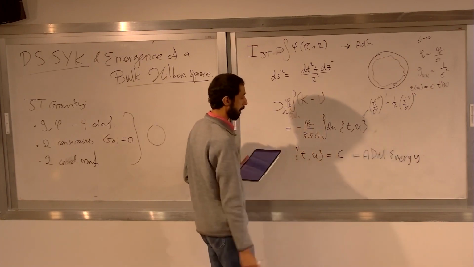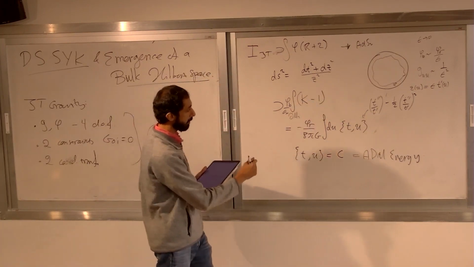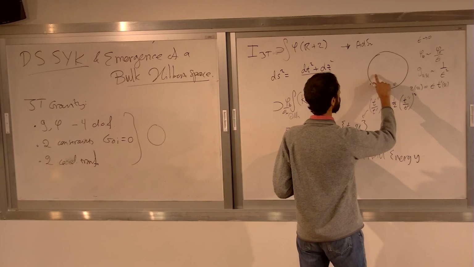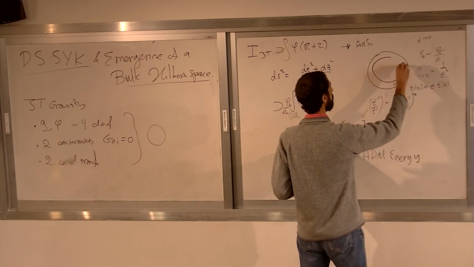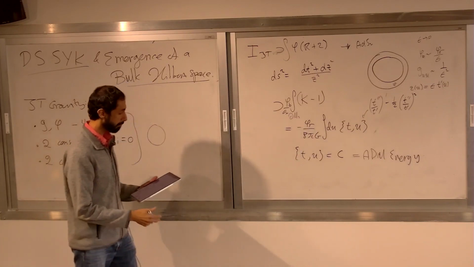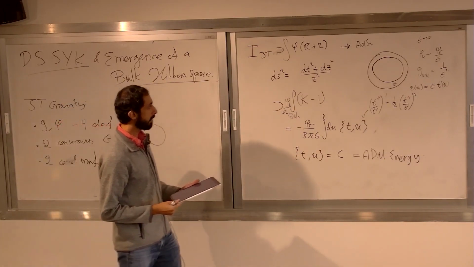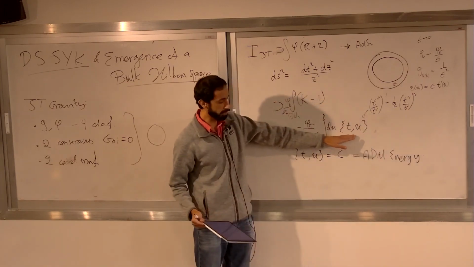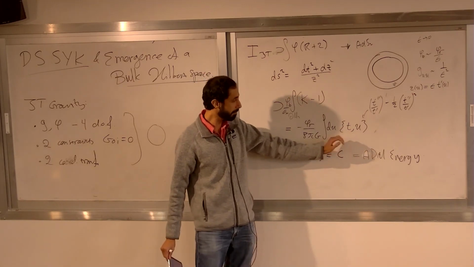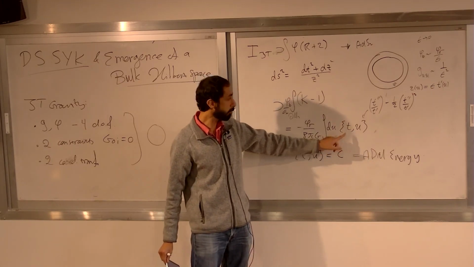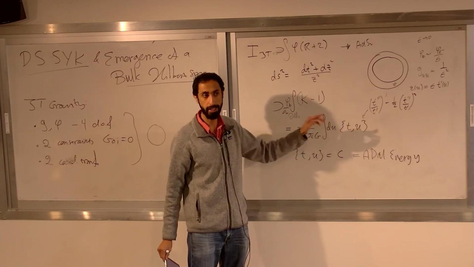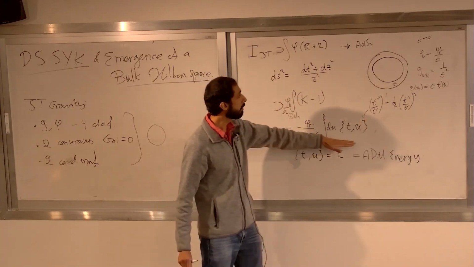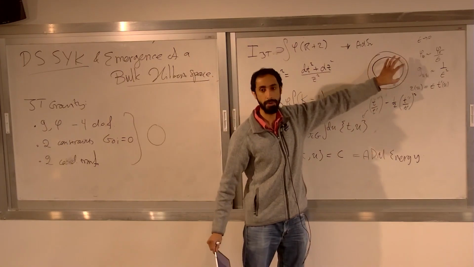If this is equal to a constant, you find that the trajectories, the solutions, are just circles. Okay, it's just a circle. And obviously this object here, the Schwarzian derivative, is invariant under acting with an SL2 transformation on T, taking T to AT plus B over CT plus D. That amounts to taking the circle and moving it around within the unit disk.